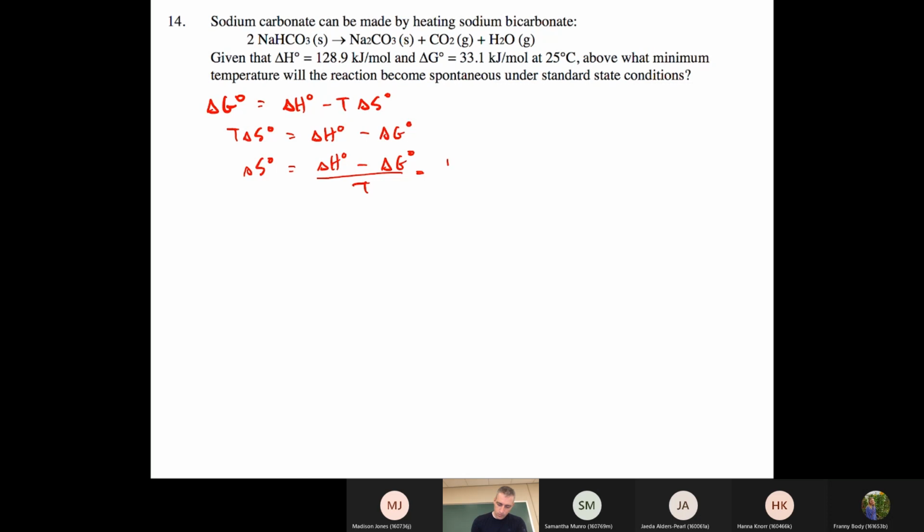equals 128,900 joules per mole minus 33,100 joules per mole divided by our temperature, which is 298 K, which ends up giving us 321.5 joules per K mole. Now, that's a big number, isn't it?